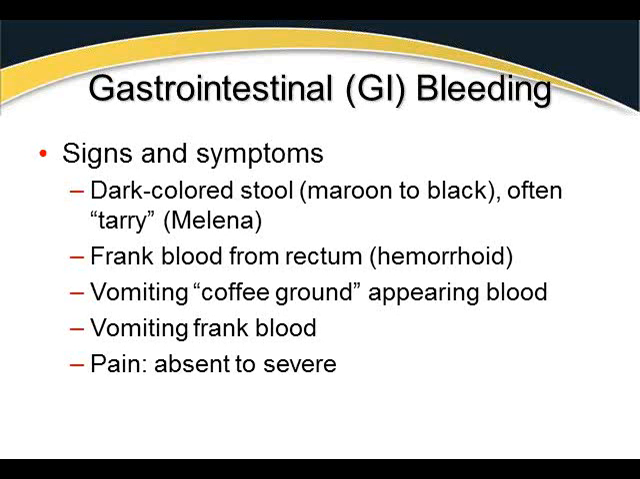And then the pain can be anywhere from very little to very severe. These people can and will get shocky on you. So they'll get tachycardic, they'll get lightheaded, and eventually they'll work their way into hypotension.